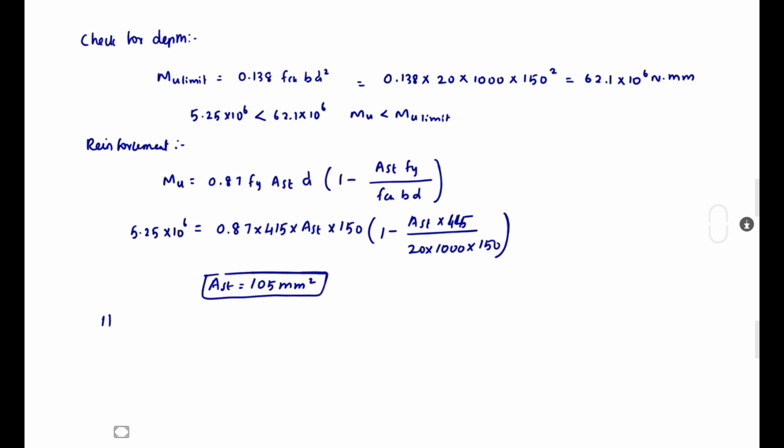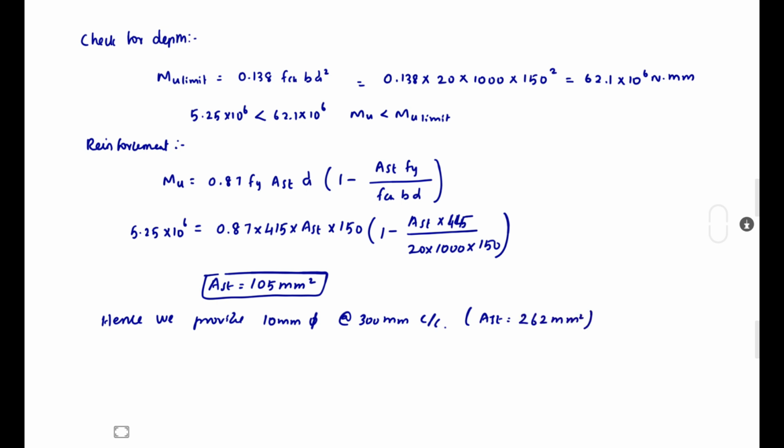Hence we provide 10 mm diameter reinforcement at 300 mm center to center. Now the new AST we provide is 262 mm square.